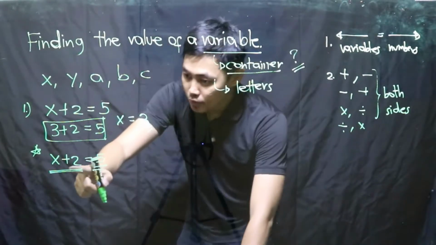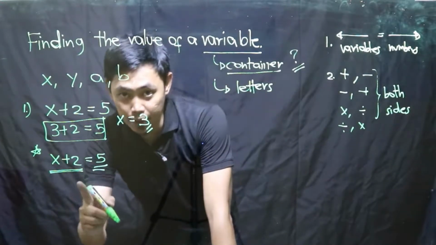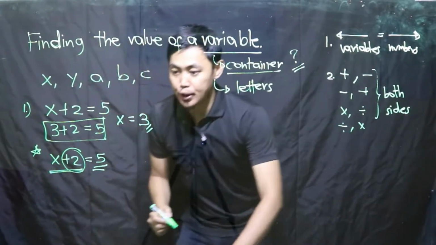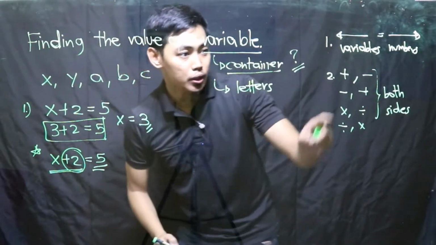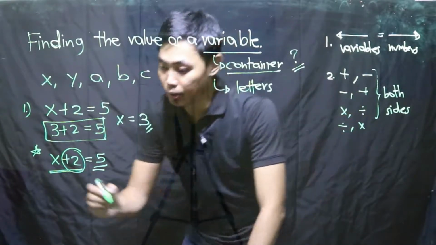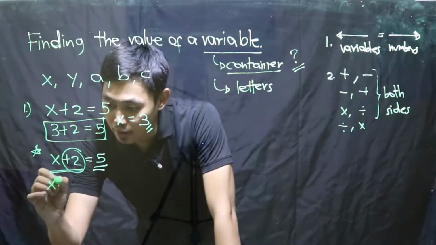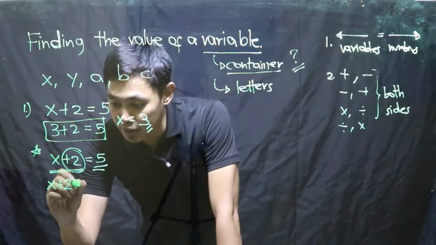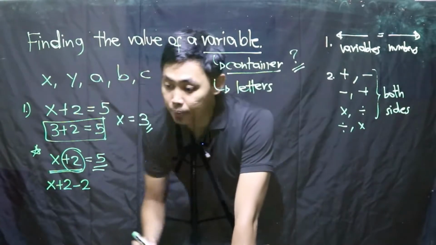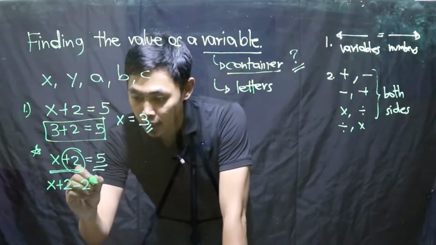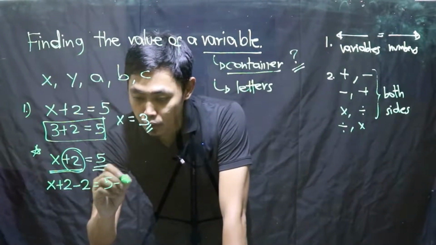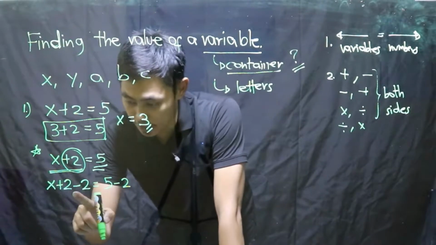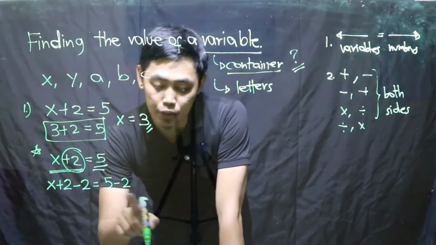So let's solve this one in a step-by-step process. We observe that we have a number 2 added to our variable, so we will subtract. Bear with me, look at the board. X plus 2, we will just subtract 2. So we have X plus 2 minus 2. And then we do the process on both sides. We subtracted 2 on this side, and we will also subtract 2 on the other side.